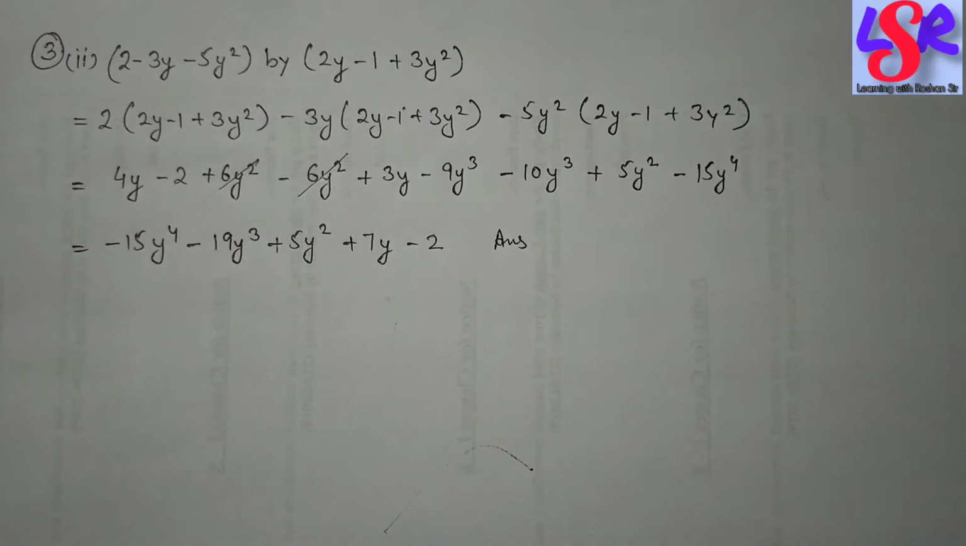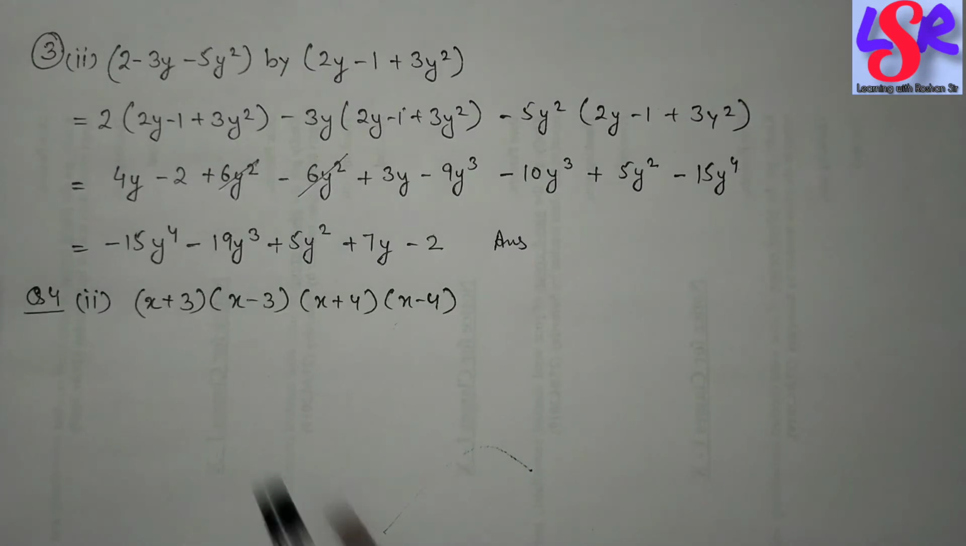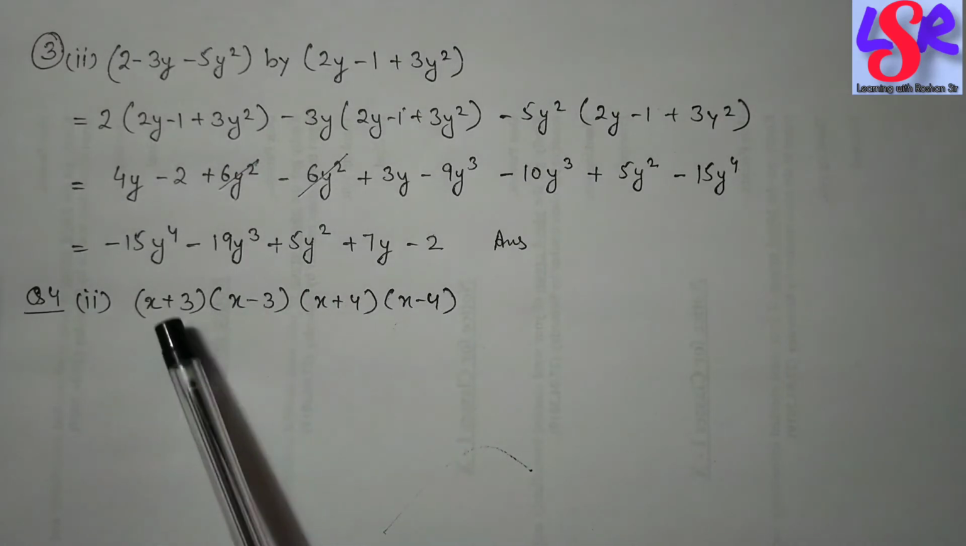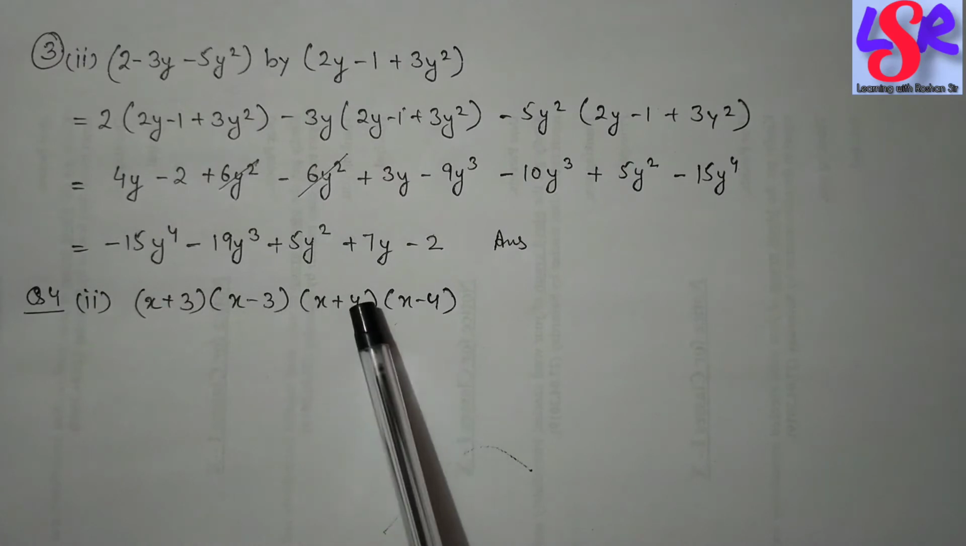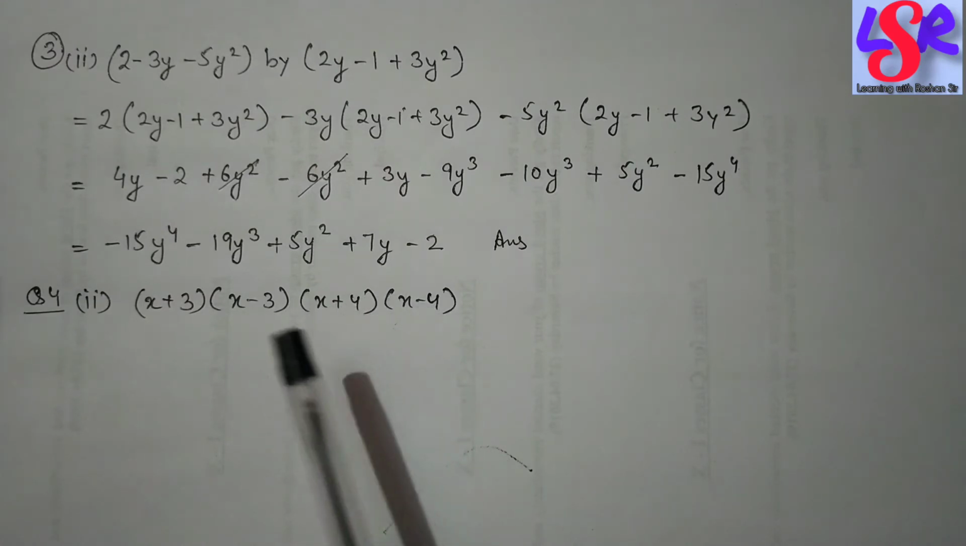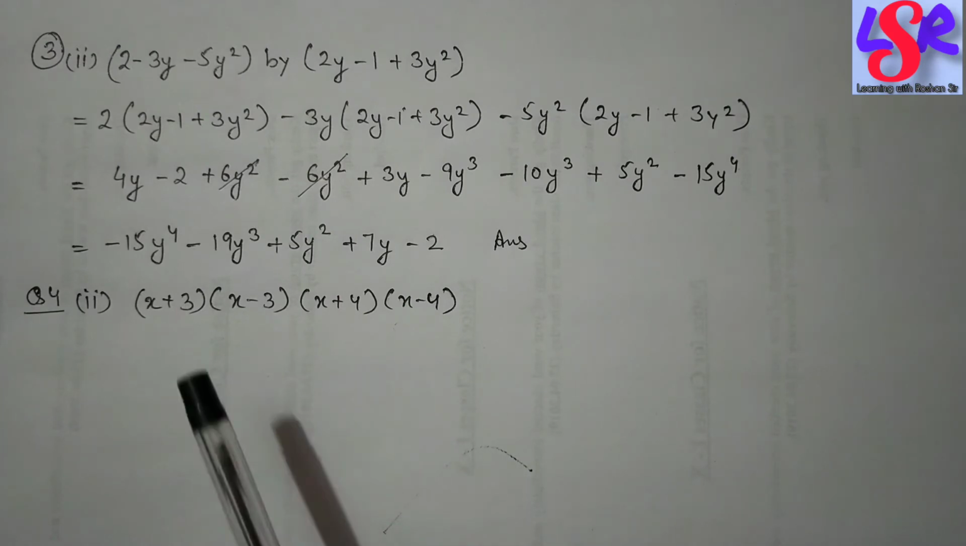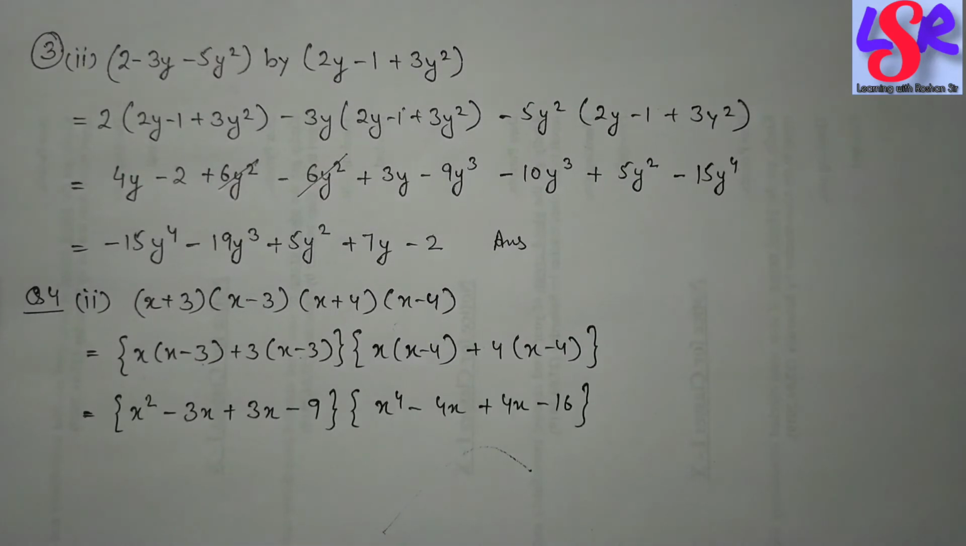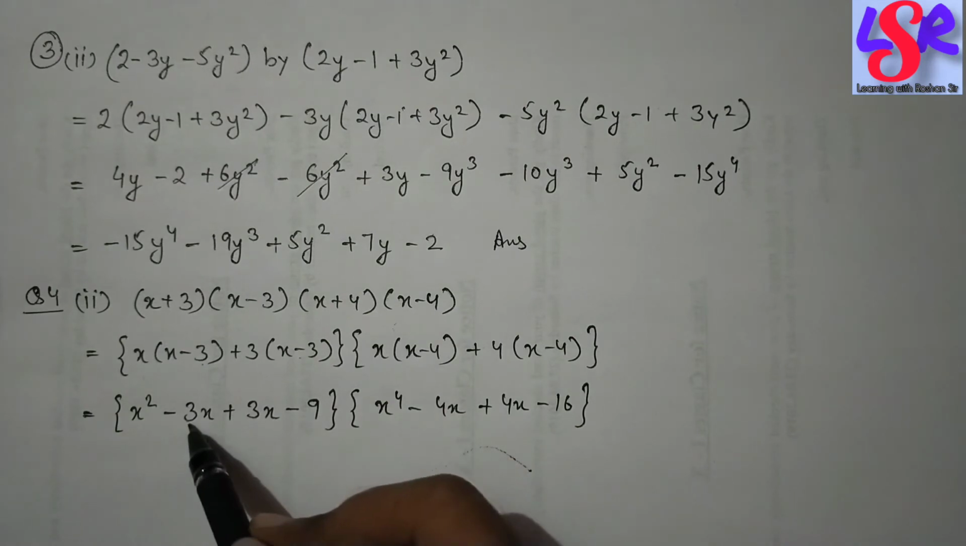Now we'll move to question number 4. Now in question number 4, second part, we are having this expression to be simplified. We are having 4 expressions. Now first of all we are going to multiply these two, then we are going to multiply these two, and then whatever the answer we will be having we are going to multiply them both. So let's start with it. And here we have started with it. Then we are going to open the brackets, and here we get this. Now we are going to cancel it out.